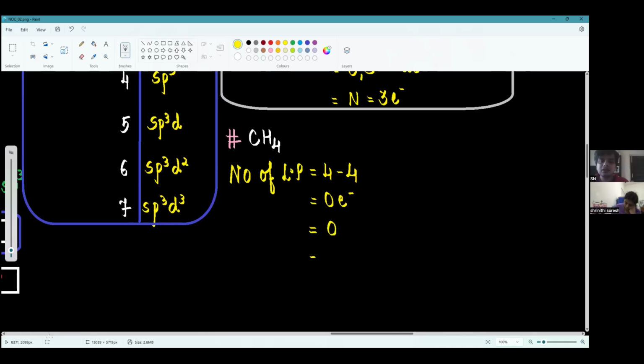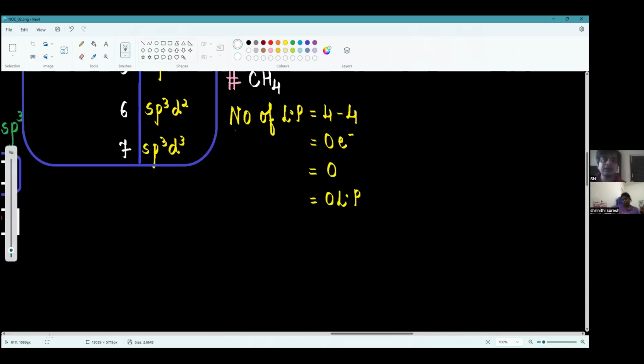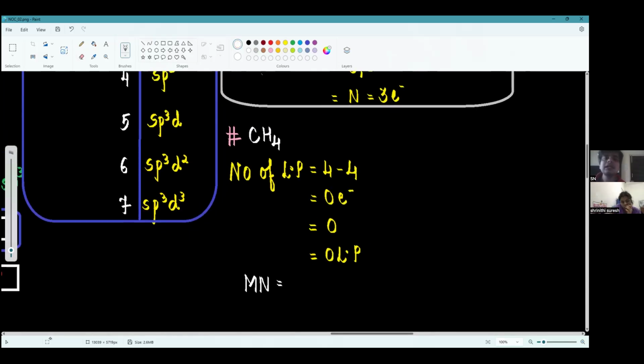So that means you have 0 lone pairs of electrons. How many lone pairs of electrons? 0. Okay. Now let's go for the Modi number. I will write it as Mn. Mn is Modi number. So how many sigma bonds will be present? The rule says, listen very carefully: the number of sigma bonds while calculating the Modi number is exactly equal to the number of side atoms.